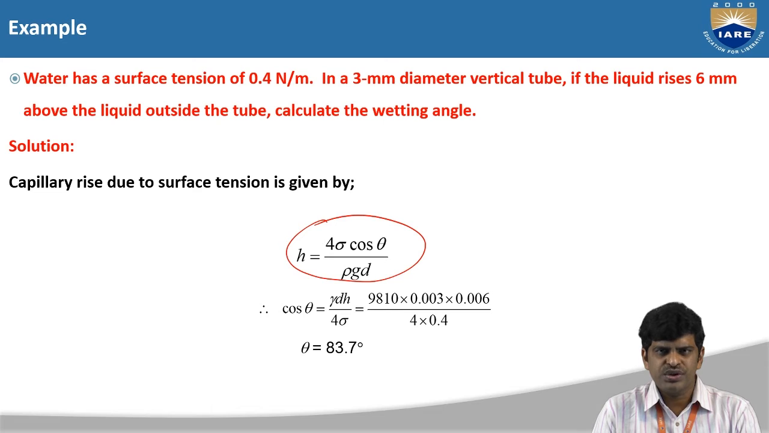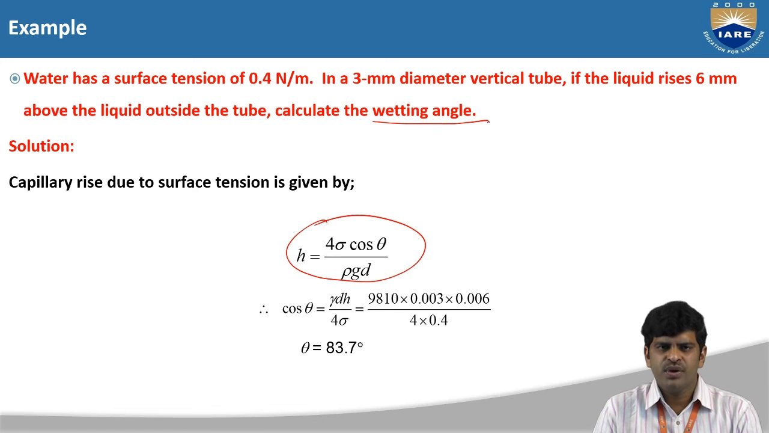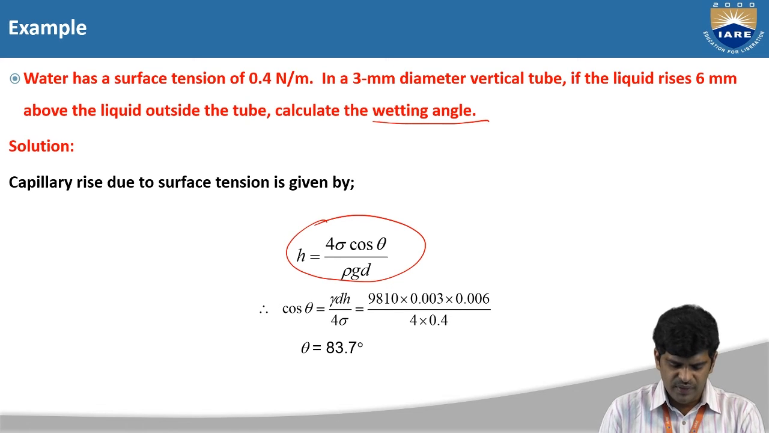So now in this question, it was asked to calculate the wetting angle, which means we need to determine the theta value. Apart from all these things, the other values should be known to us. Now let us check further. When we write down the value of theta, cos theta is equal to rho g d h over 4 sigma.